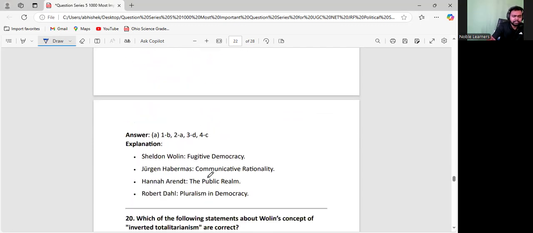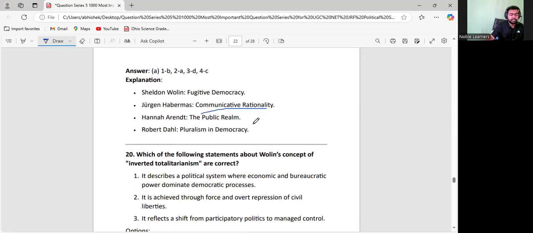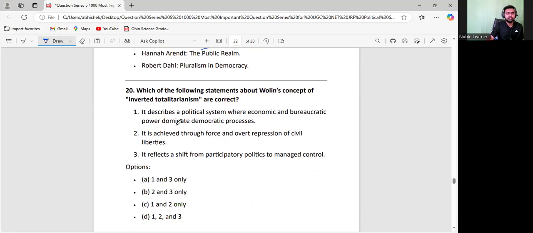Jurgen Habermas talks about communicative rationality. When you have discourse in the public, you must follow reason and rationality. And at the end, there is Hannah Arendt. She talked about the public realm. This is also very important.